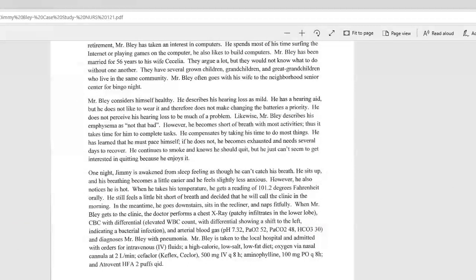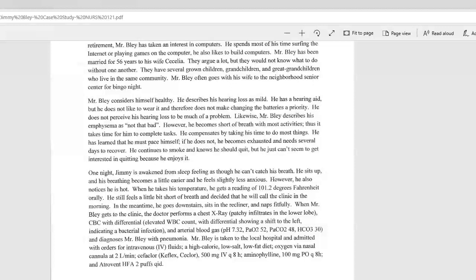One night, Jimmy is awakened from sleep feeling as though he can't catch his breath. He sits up and his breathing becomes a little easier and he feels slightly less anxious. However, he also notices he is hot. When he takes his temperature, he gets a reading of 101.2 degrees Fahrenheit orally. He still feels a little bit short of breath and decides that he will call the clinic in the morning. In the meantime, he goes downstairs, sits in the recliner, and naps fitfully.